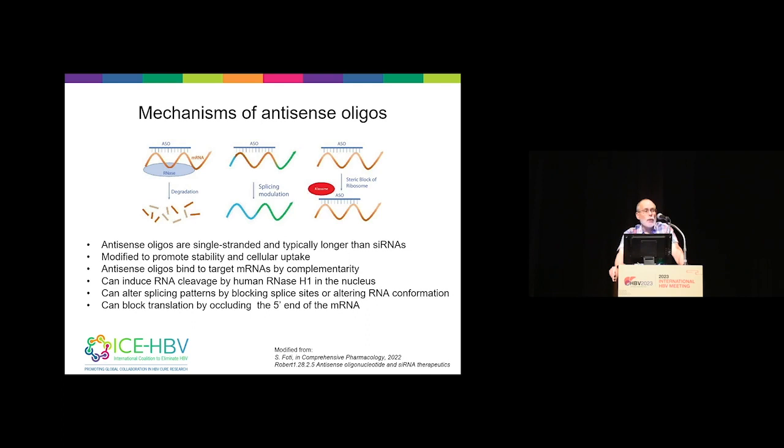Antisense oligos also bind to their target mRNAs by complementarity, leading to the possibility for very good specificity for the HBV RNAs. Depending upon where they bind and a bunch of other things, they can have three mechanisms of action that have been reported. And so the first one that I want to report here is targeted degradation.